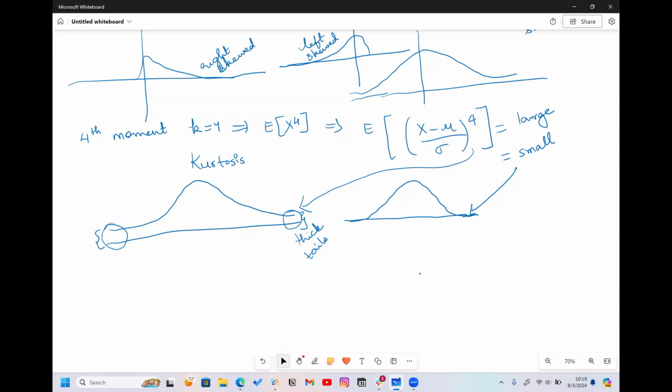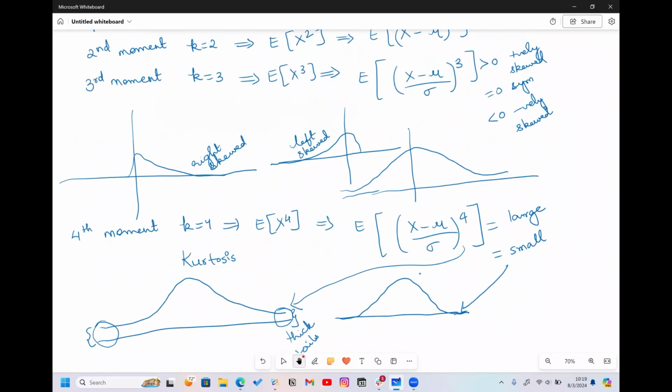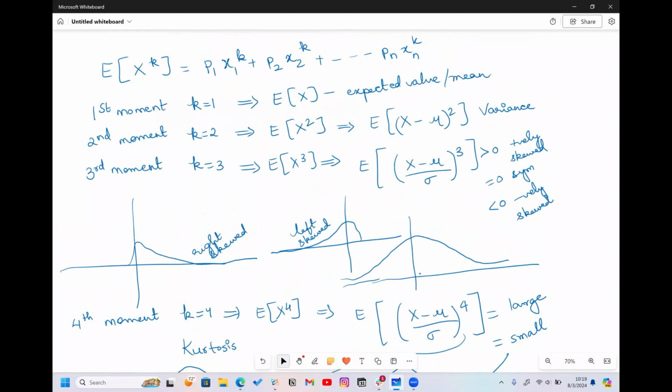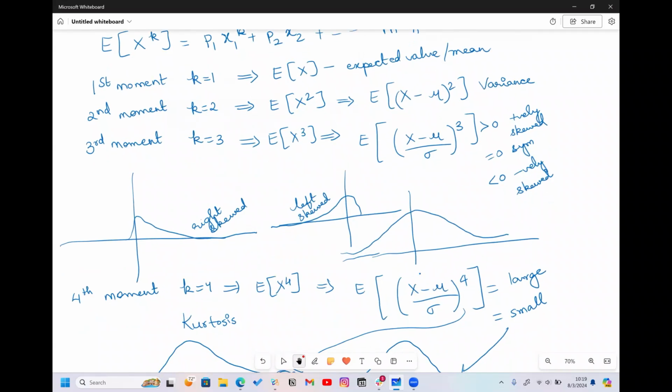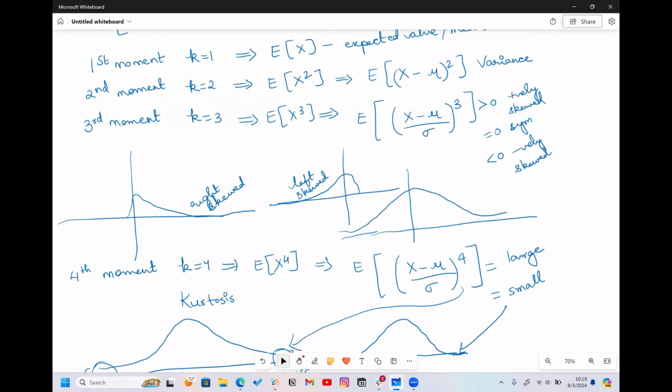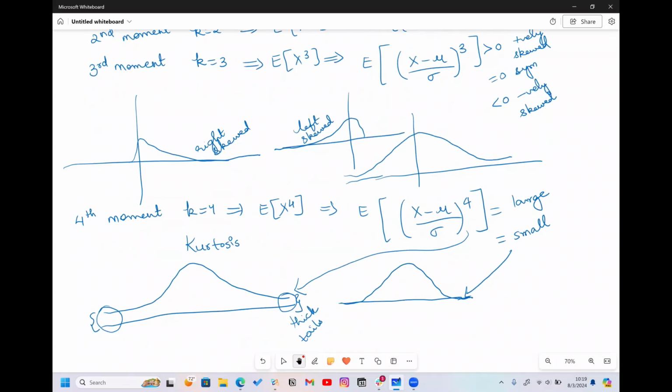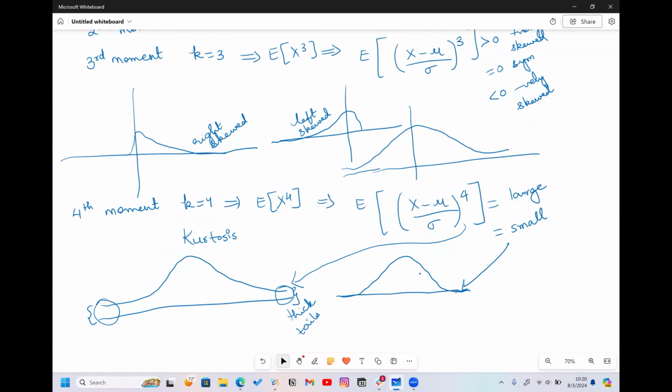Why do we need skewness and kurtosis? Because sometimes, when you're comparing two distributions, they might end up having the same mean and variance. In those cases, if you want to differentiate between them, you go beyond the variance by cubing it or taking the fourth order and then trying to distinguish between the two distributions. That's why we need skewness and kurtosis.